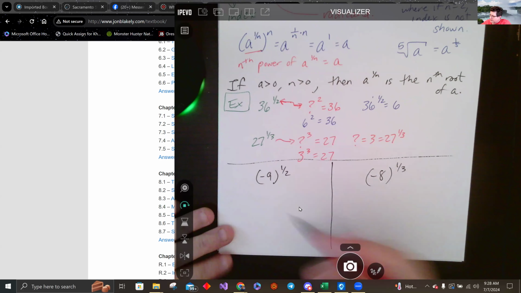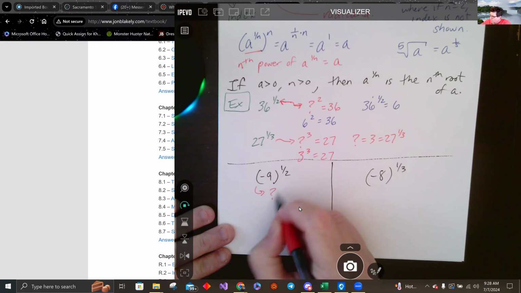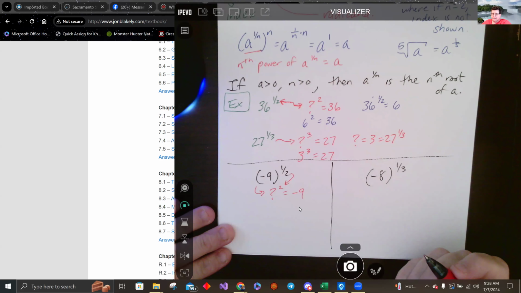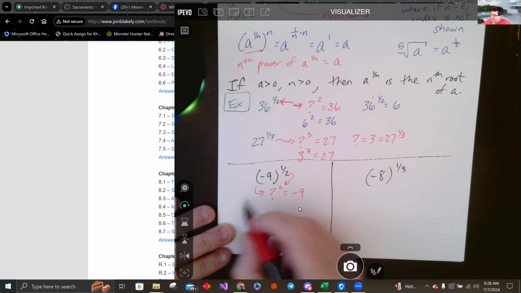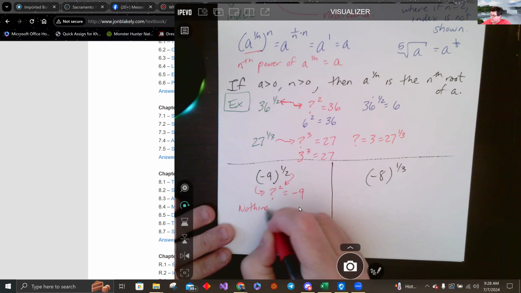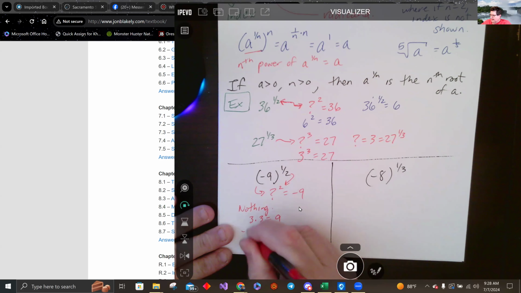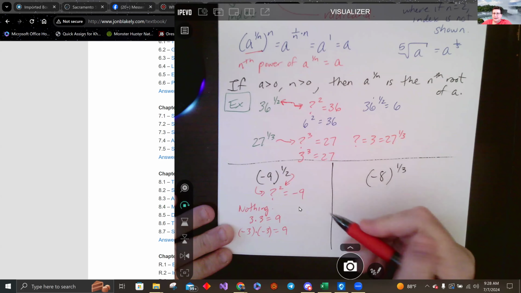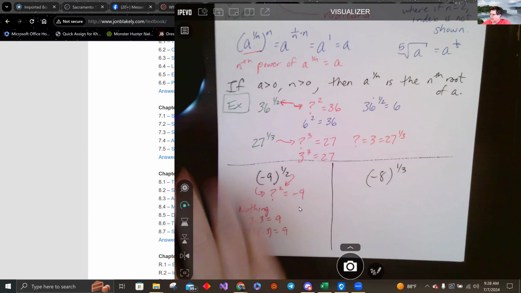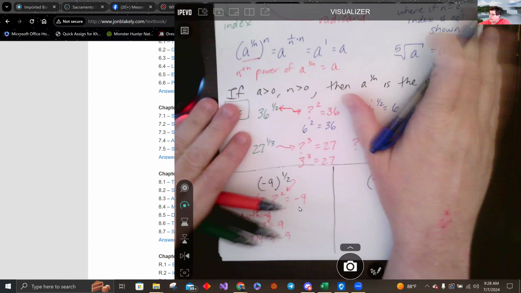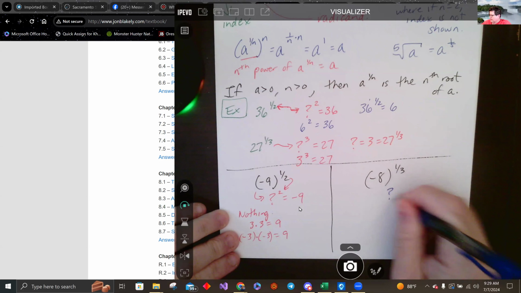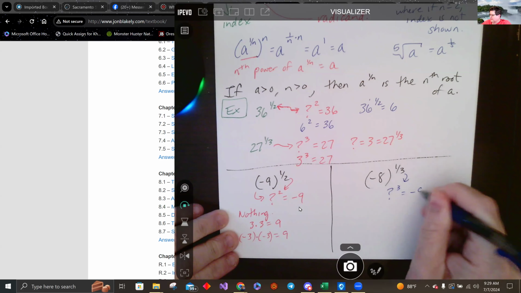This translates to: what squared equals -9? Nothing does, actually. 3 times 3 would give us 9, and -3 times -3 would give us 9, but nothing gives us -9. We'll try it also with the -8 to the 1/3. What cubed gives us -8?